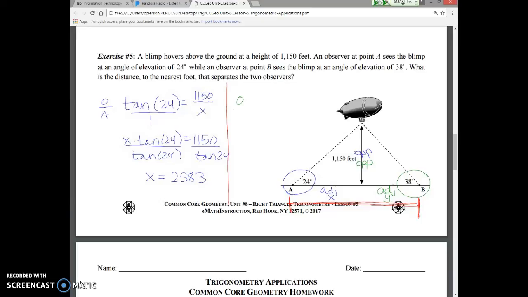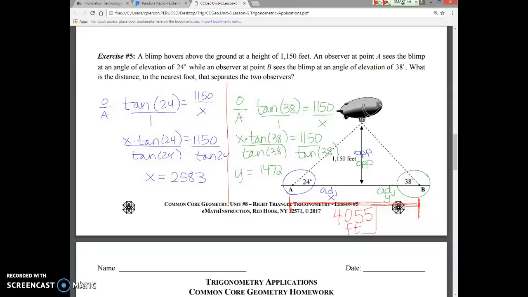The last one, again, you have the opposite over the adjacent, which again is tangent. Same exact process, only we have a different angle measure. Again, we put it over 1. x times the tangent of 38 equals 1,150, and you divide by that tangent, and you get approximately 1,472. So altogether, that distance is approximately 4,055 feet.